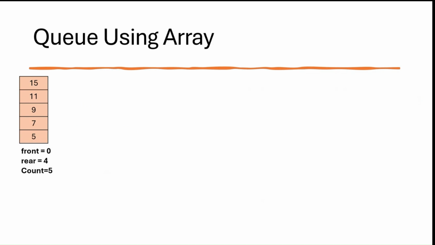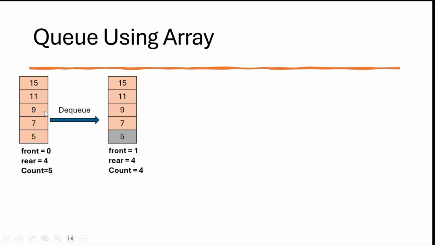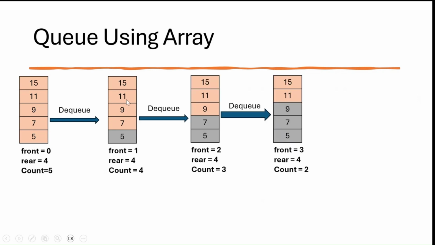Let's understand. Say we have this same array where there is no space for a new element, and some dequeue has happened. Let's say 5 was deleted, then front will point to 7, which is at index 1. Count is 4 because now only 4 elements are there. Let's say 5, 7, 9 got dequeued. Front is now pointing to 11, which is at index 3. Count is 2 because only 2 elements are here. Rear is pointing at 15.